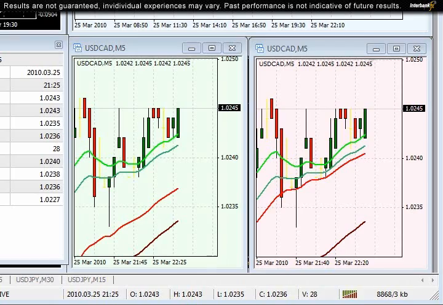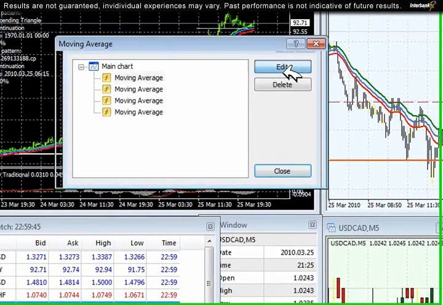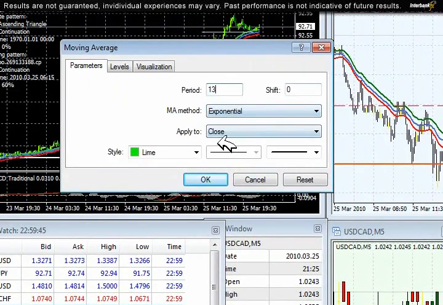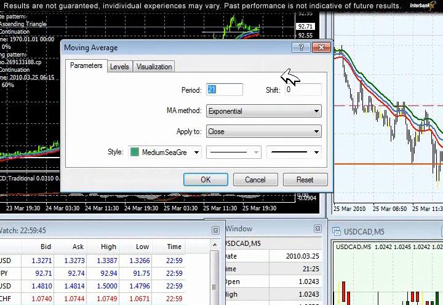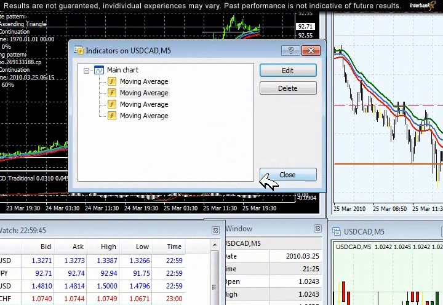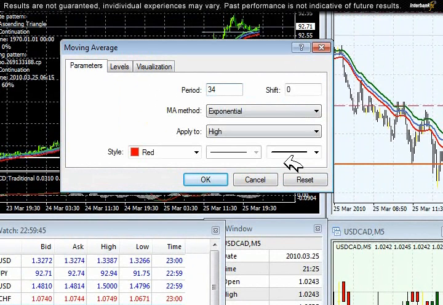So moving averages are all the same, except, okay, so again, I've got the 13-period close in lime, exponential close. I've got the 21-period exponential close in medium sea green. Here's the difference. The third moving average. It's the 34-period exponential on the high in red.